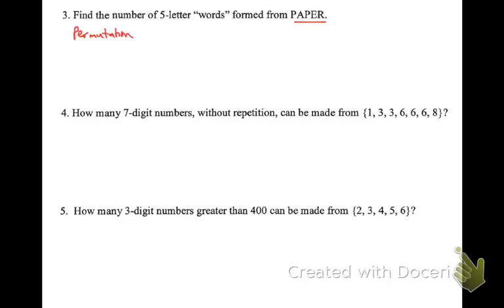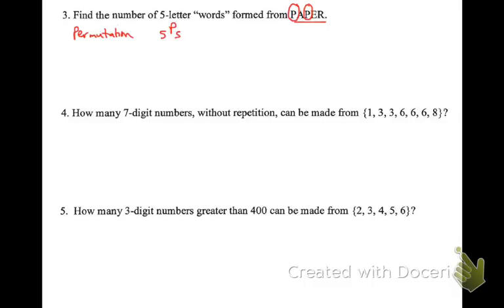So it's going to be 5P5. But in this case, what's happening is we have a letter that repeats. In the last problem, the word melon, there were no repeating letters. But in this one, we have a P repeating. And if you don't want to count that twice.